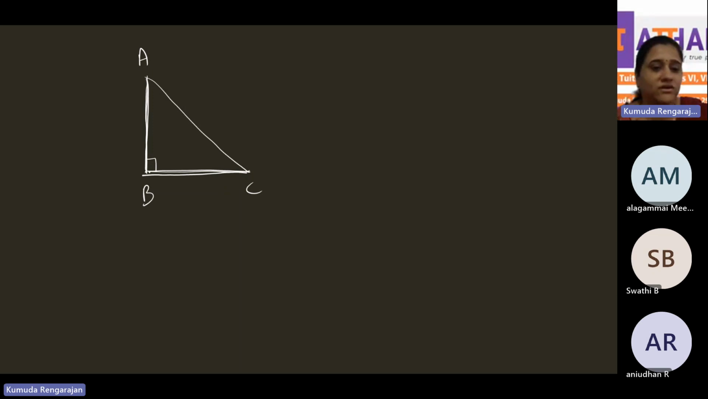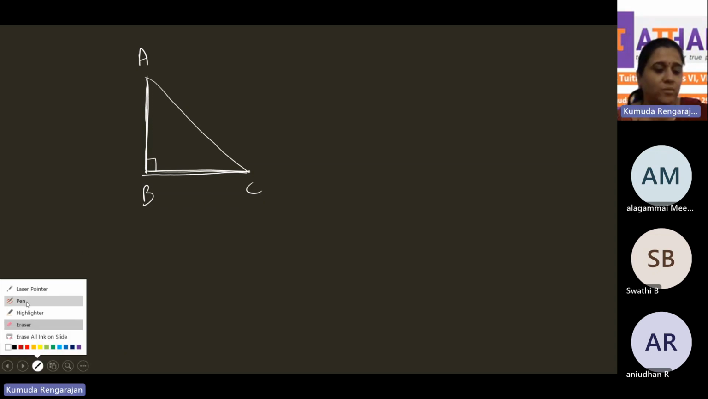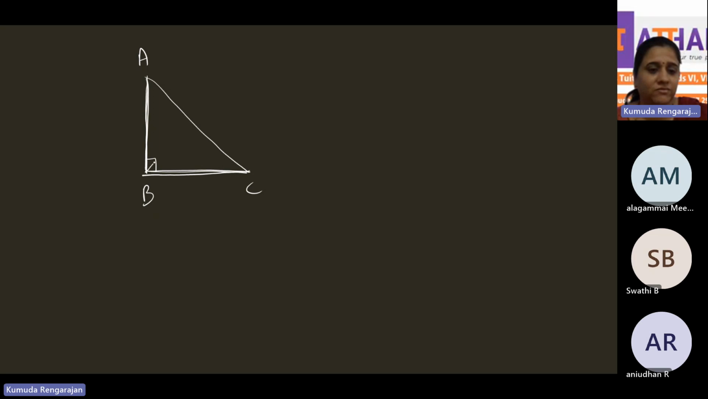So that will be like this, right? It will come from the opposite vertex. So it will come from here, right? Correct. This is the altitude on the hypotenuse. Now, I'll just produce it for you so that you understand.